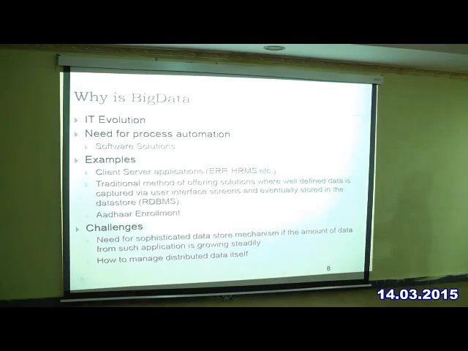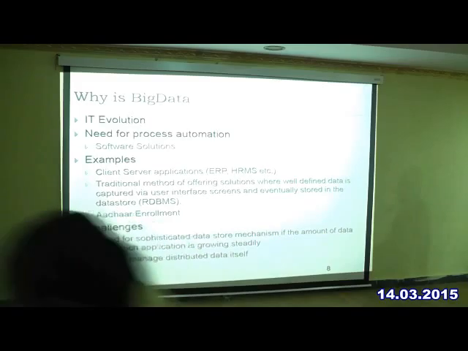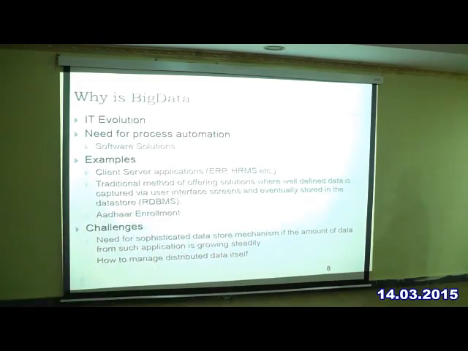And today, everywhere you go, everything is a software-enabled application. Take for example your college. Whenever a new student joins, there is a software application to register them. Go to the library, everything is digitized, there is software. Here, big data indicates digital data.